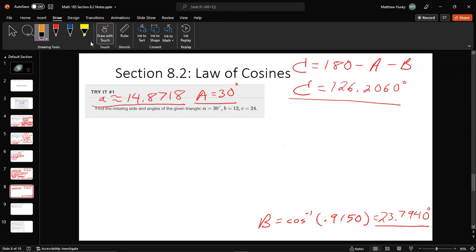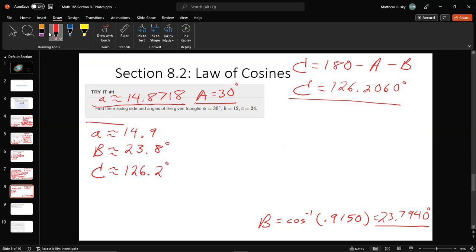Let's see here. So basically, let's not erase. So side A is going to be roughly 14.9. Angle B is roughly 23.8 degrees. And then finally, angle C is roughly 126.2 degrees. So usually you only need to provide 1, maybe 2 decimal places. So anyway, there is the answer to that particular problem.